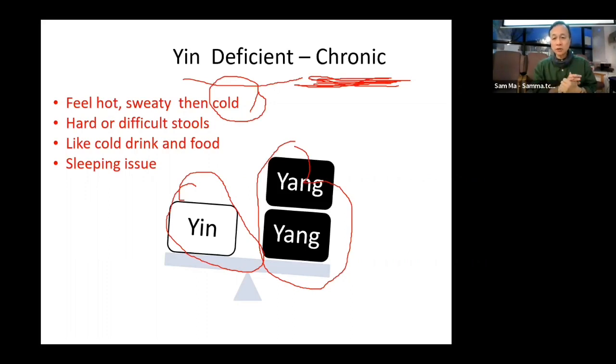Now, constipation. In Western medicine, constipation means it's difficult to excrete your stools. But in Chinese medicine, it's totally different. We have two main categories. Either your stools are hard coming out, or the stool is difficult to come out, but when it does come out, it's nice and soft and formed. There are two categories in there. We'll touch on that in the future.